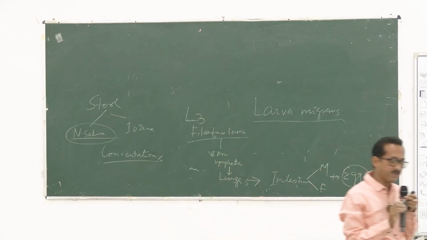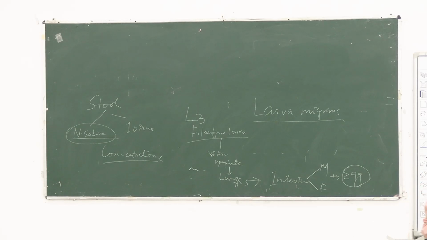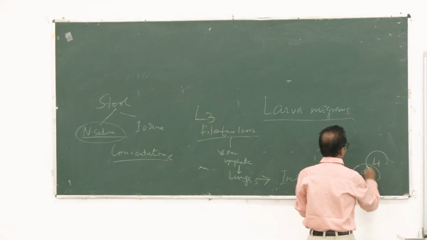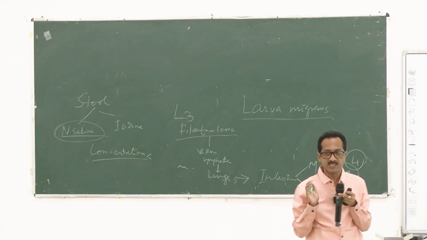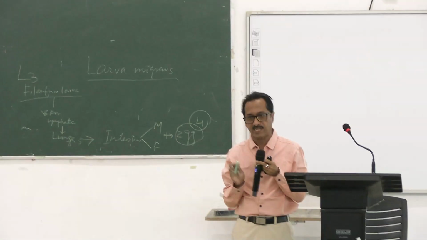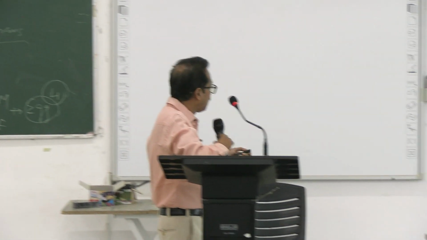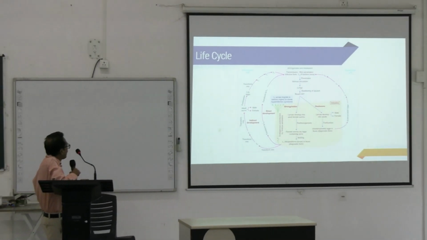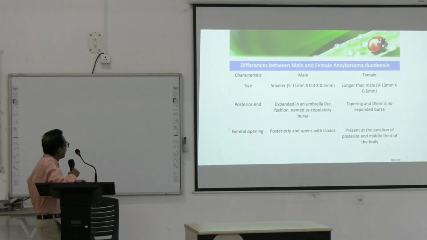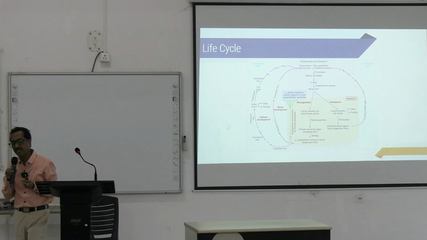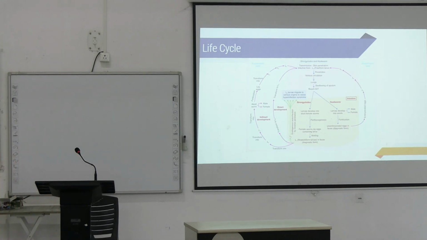So this is not the infective form. This egg contains L1 larva, and that is not the infective form. The infective form is L3 larva or the filariform larva. So unembryonated egg, and this is called L1. Have you understood this part? This L1 and L3 larva, and why the larva migrans?